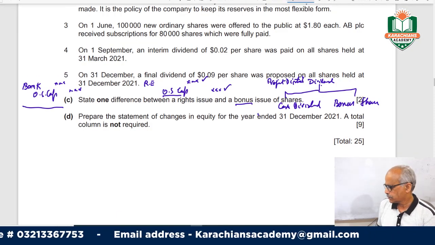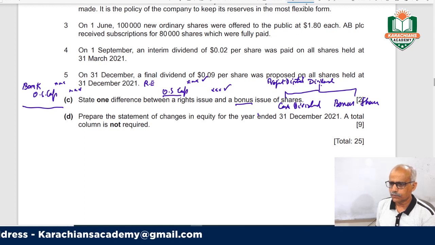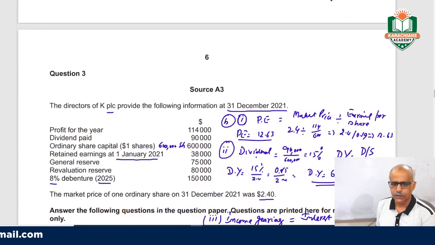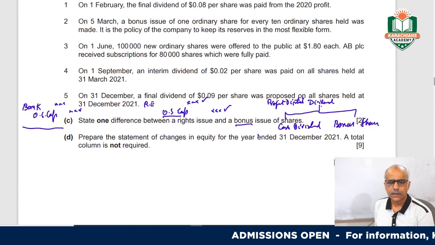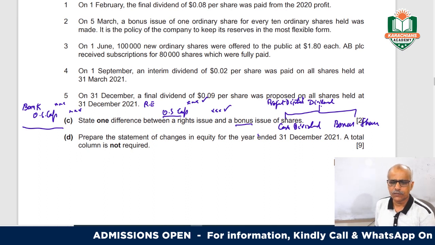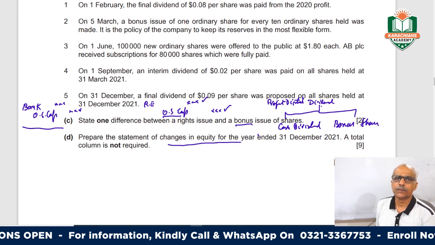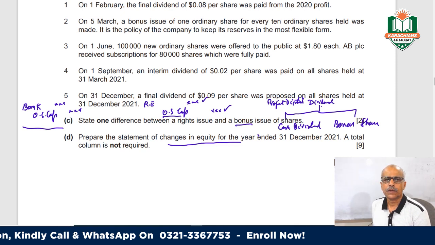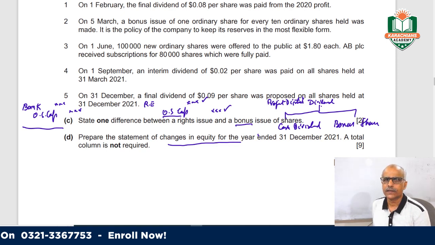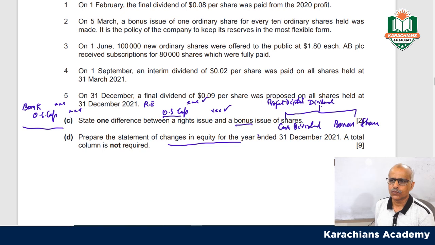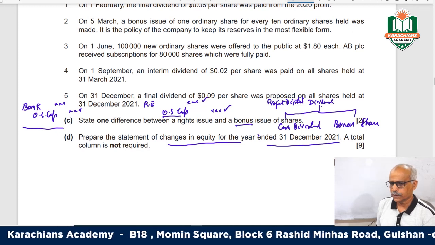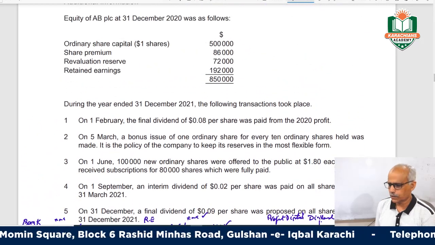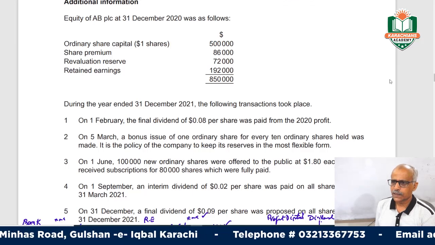So move on to the question, because we quickly have to finish it. We have to keep our videos very short. We are done with C. So in D, prepare the statement of changes in equity, which is the fourth statement in the financial statements. The four financial statements, so this is the fourth one. You have to prepare the changes in equity for the year ending 31st December. Let's move on and see how it will work.